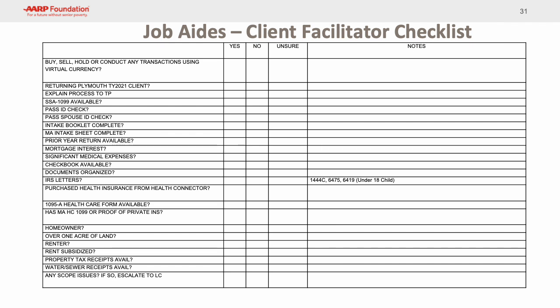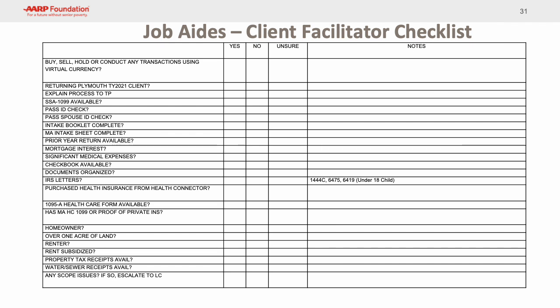Okay, here's a copy of the client facilitator checklist that we used at our site last year. Note, the very first question is a scope issue dealing with cryptocurrency that, if answered yes, would have potentially ruled the taxpayer's return out of scope for Tax-Aide.